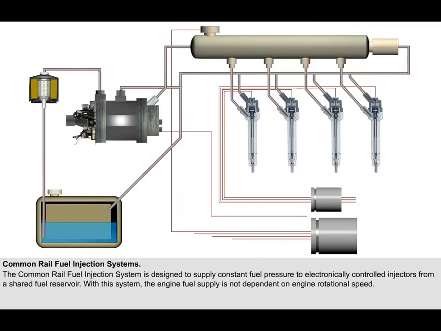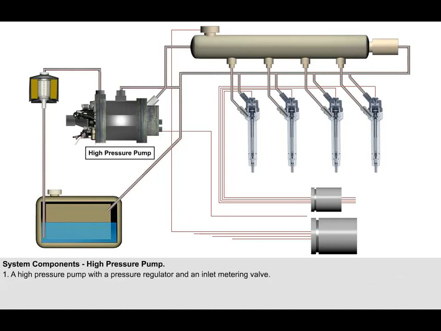The second type of fuel injection system is the common rail. The common rail fuel injection system is designed to supply constant fuel pressure to electronically controlled injectors from a shared fuel reservoir. This means that the engine fuel supply is not dependent on engine rotational speed. A common rail system is built around four basic components. Firstly, a high-pressure pump with a pressure regulator and an inlet metering valve.